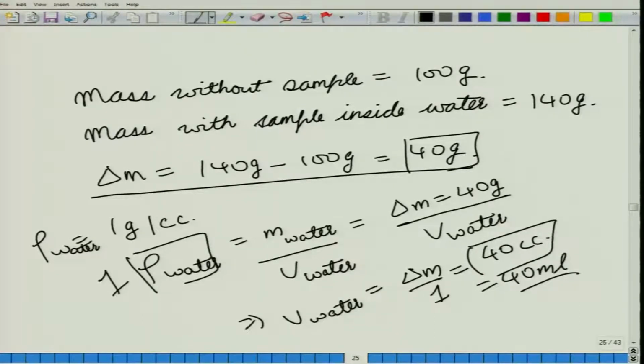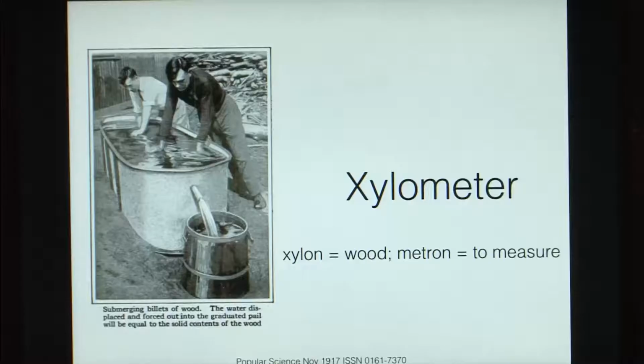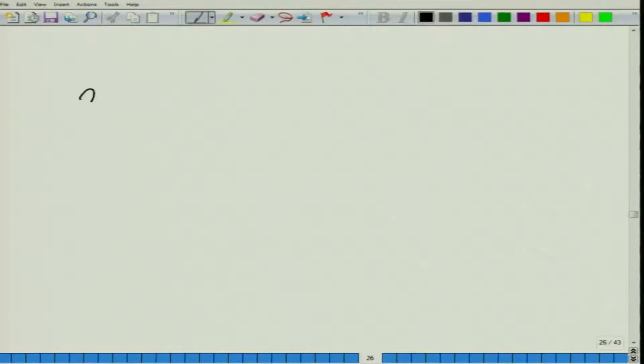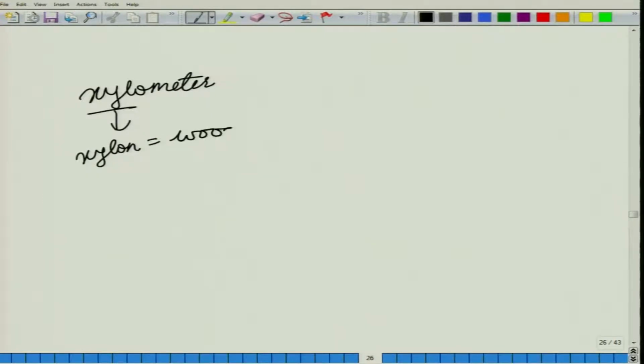We can also calculate the volume by an instrument known as a xylometer. Now, if you look at the word roots, xylometer: xylon means wood and metron is to measure.